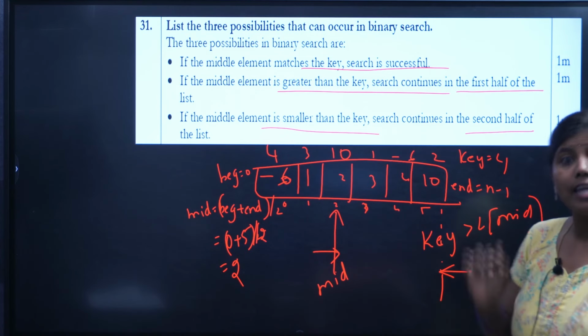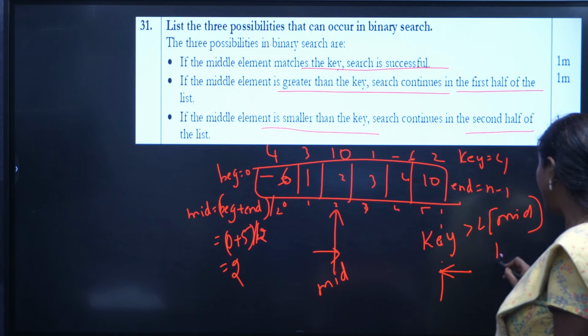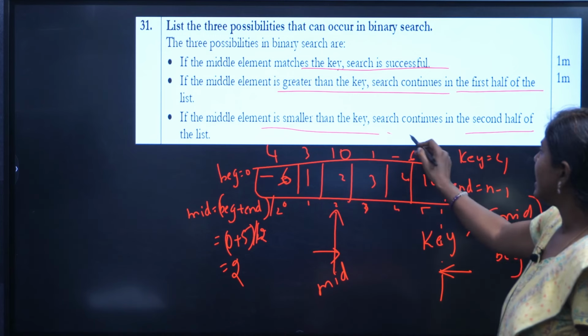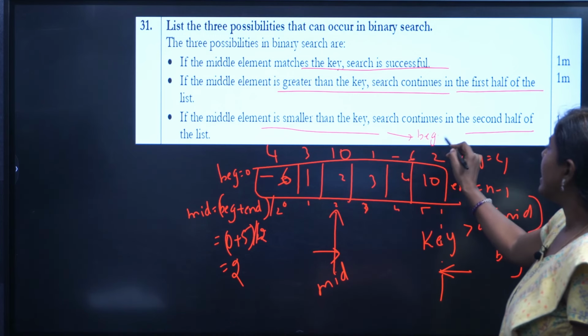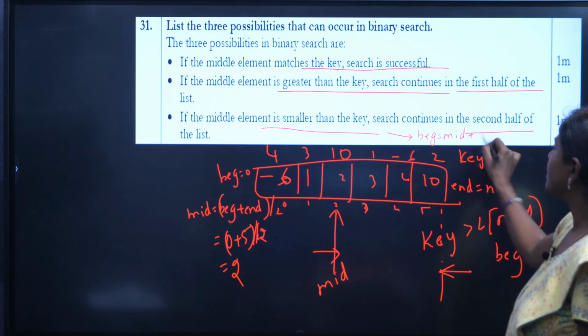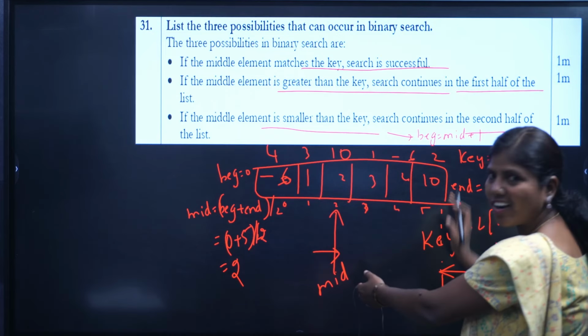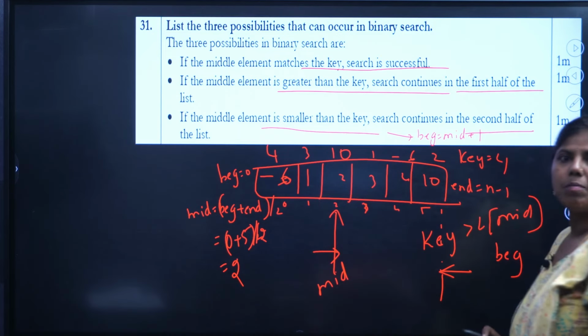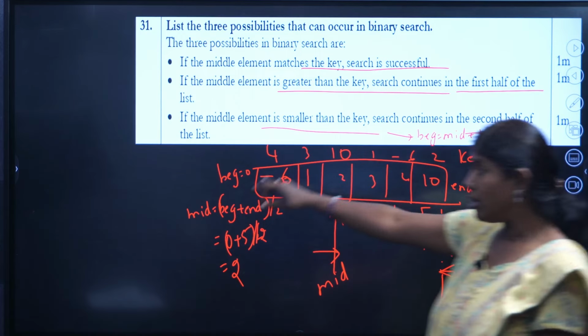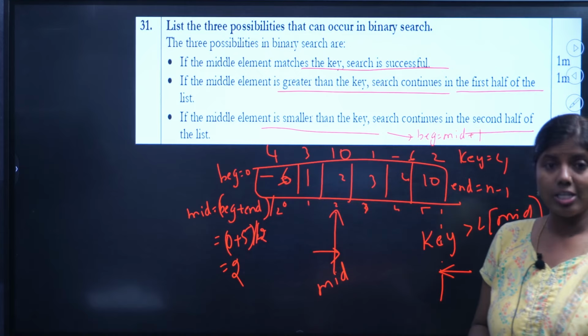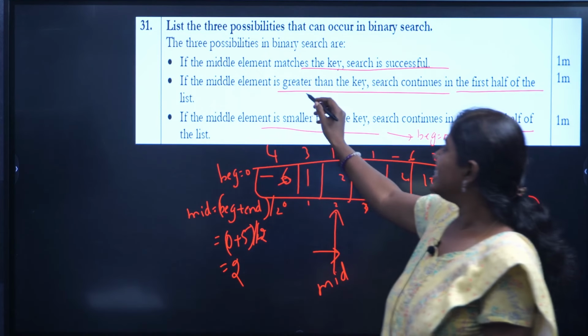How to consider? In this case, make the beginning as mid plus 1, from here, because the end is fixed here only. Make the beginning as mid plus 1. What if the element is in the first half? I have to search up to mid minus 1. Change the end.